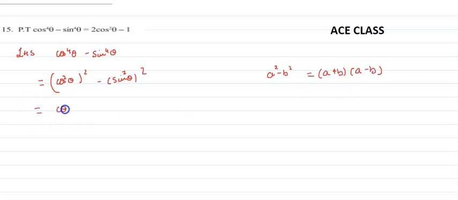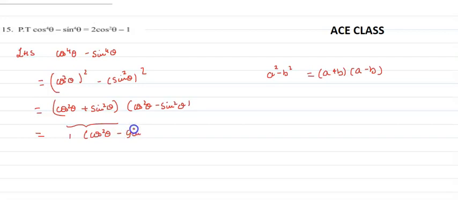So I can write this as cos square theta plus sin square theta multiplied by cos square theta minus sin square theta. However, this is 1 into cos square theta minus sin square theta. 1 into something is always the same number. So that is cos square theta minus sin square theta. Now my answer should be everything in terms of cos in the RHS. So this cos square theta I will write as it is. Since it is a negative, I'll write it in brackets.